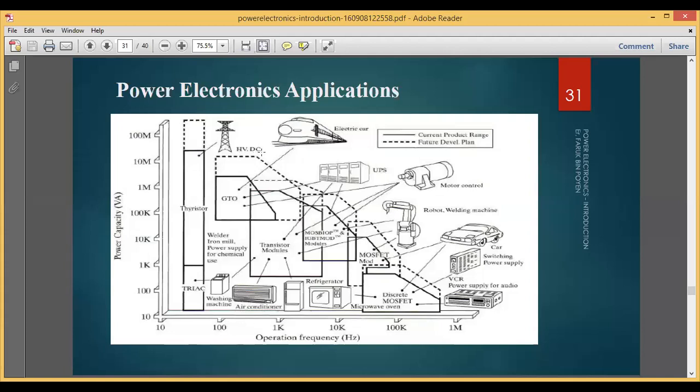We have high voltage DC, that is HVDC, in the towers. You may have seen the very big towers. Then there is the UPS. Obviously we have the UPS in our laboratories, in our homes, and in computer centers and telephone exchanges. A lot of applications are there. You can even go for the design of those UPS also.